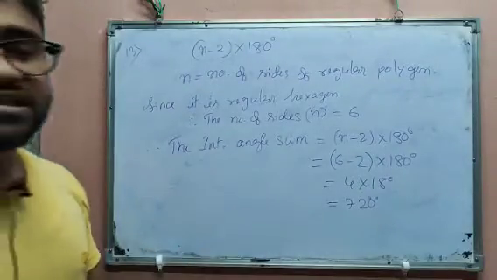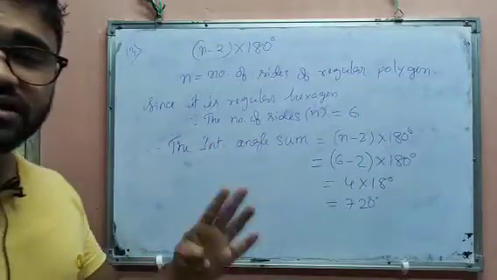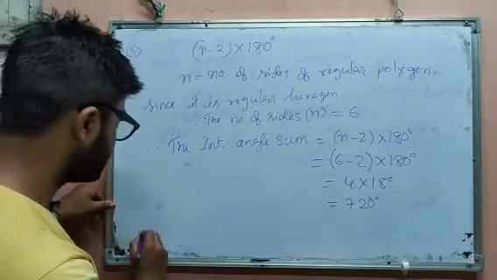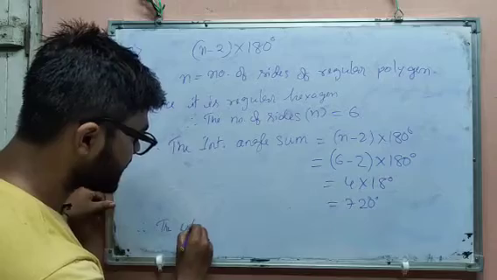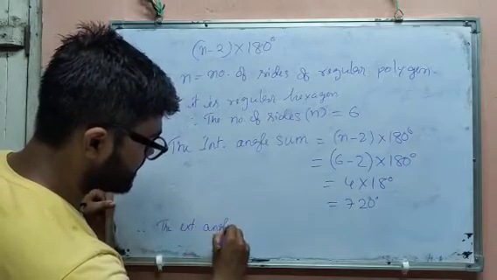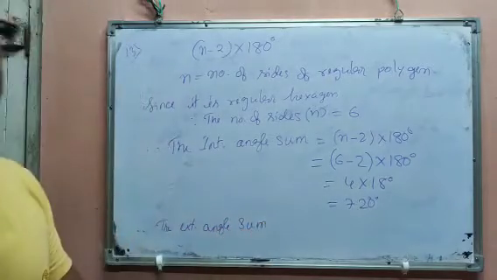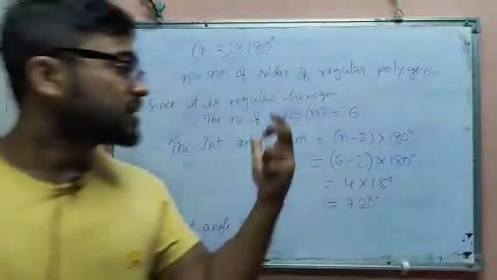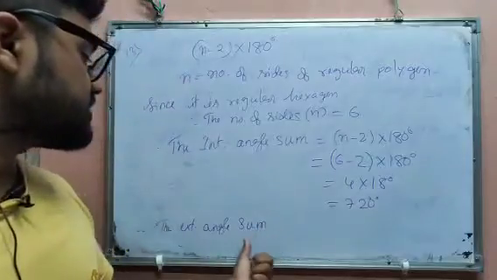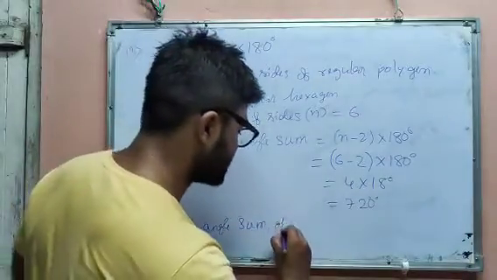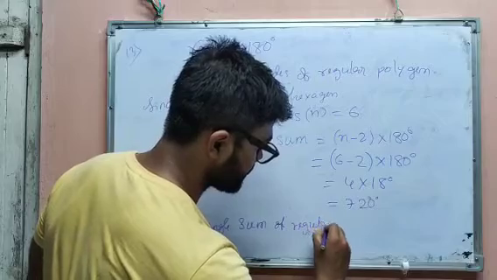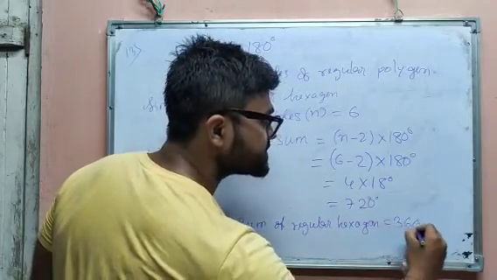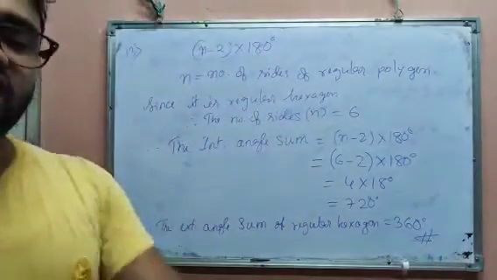Now the exterior angle sum, as per the properties of a polygon, is always 360 degrees. Therefore the exterior angle sum for a polygon of n sides, no matter how many sides, 6, 7, or 8, is always 360 degrees. So for a regular hexagon, you always remember this will automatically be 360 degrees. So this is our final answer.